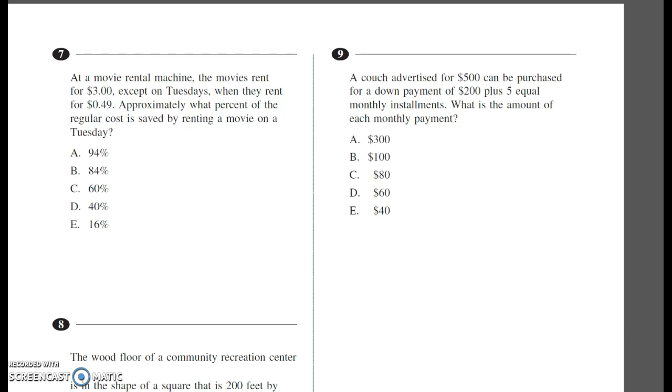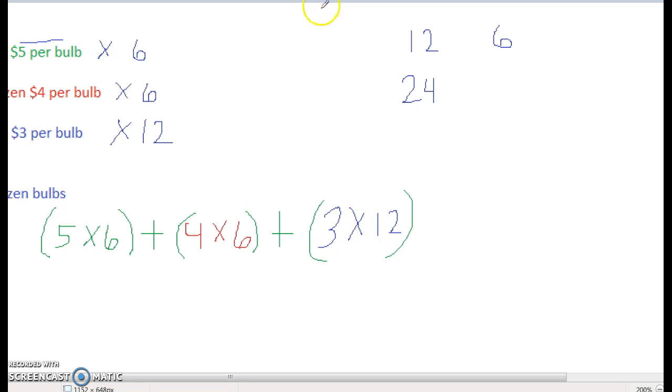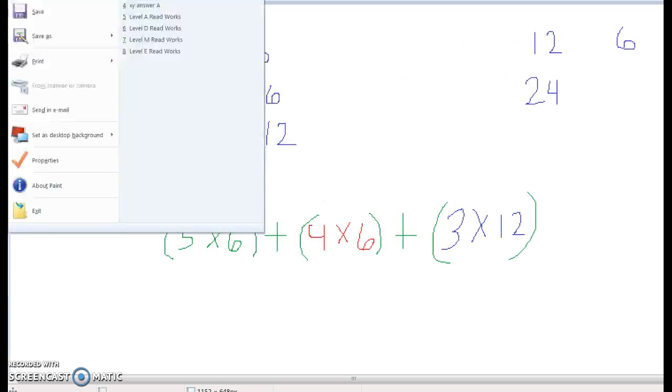So in this case, number 7 says, at a movie rental machine, movies rent for $3 except on Tuesdays when they rent for 49 cents. Approximately what percent of the regular cost is saved by renting a movie on a Tuesday? So what we're going to look at, let me get another blank sheet of paper for us.